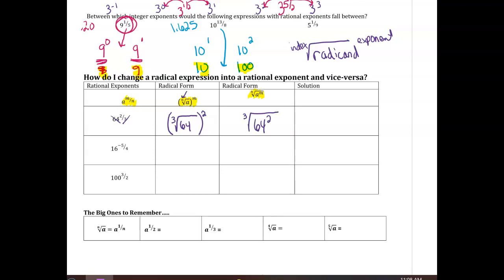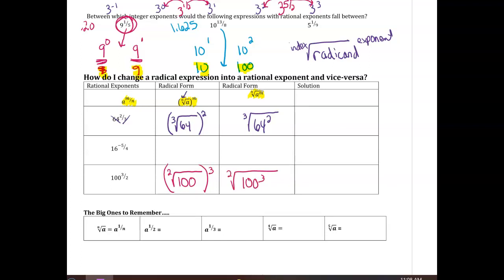So let's go to the bottom one, 100 to the 3/2. So here's my check mark. My index, this little number, will be the 2. The radicand will be the 100. And the exponent on the outside of the parentheses will be a 3. But otherwise, you could put that 3 inside there instead.